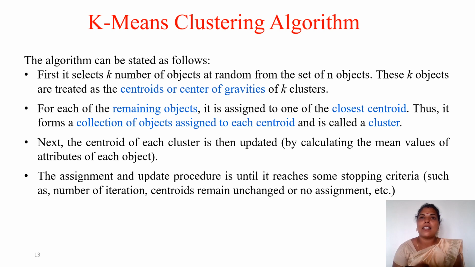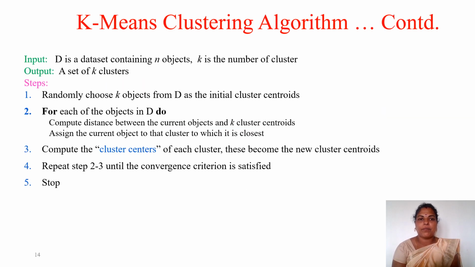Otherwise, suppose the centroids are not changing from the previous step to the next step. If they are not changing, in that case also we can stop the clustering process. So there are many things we can use for the stopping criteria in k-means clustering.